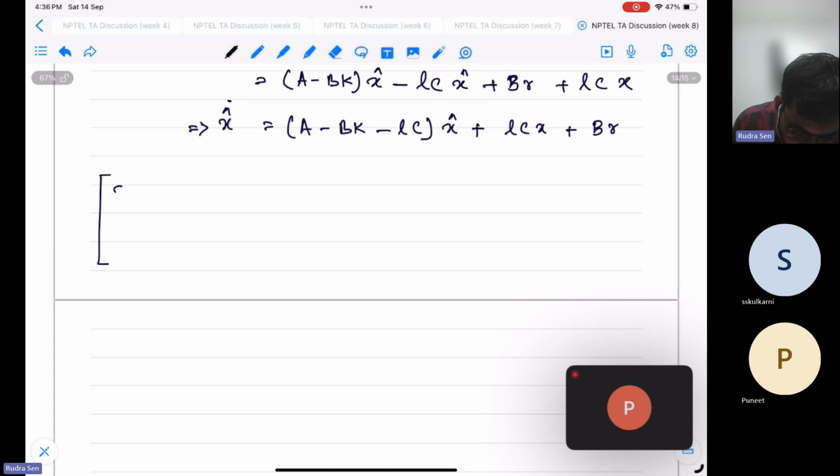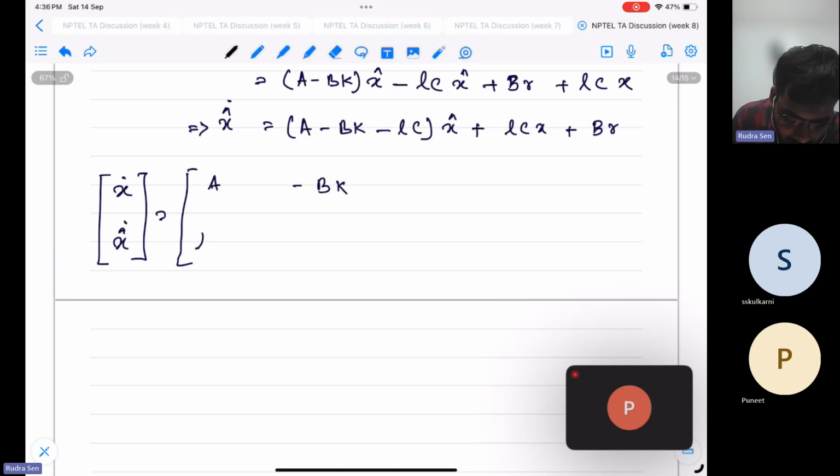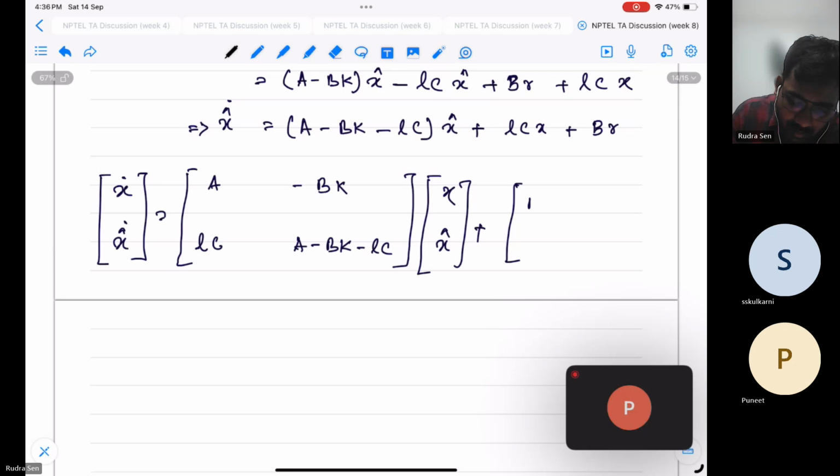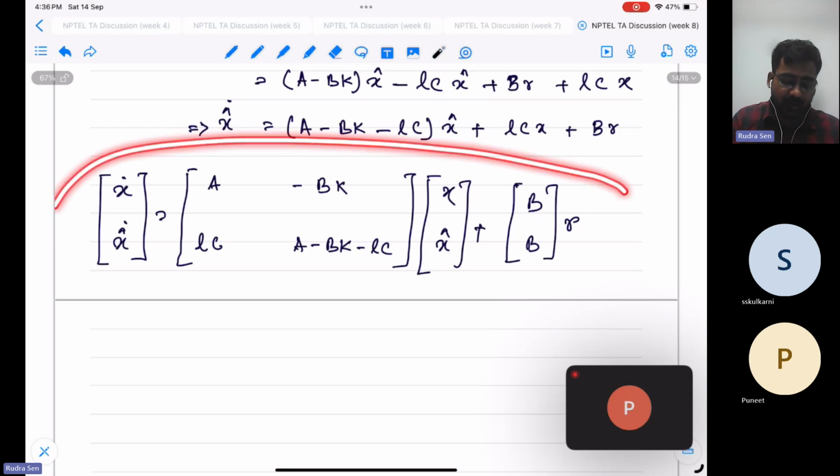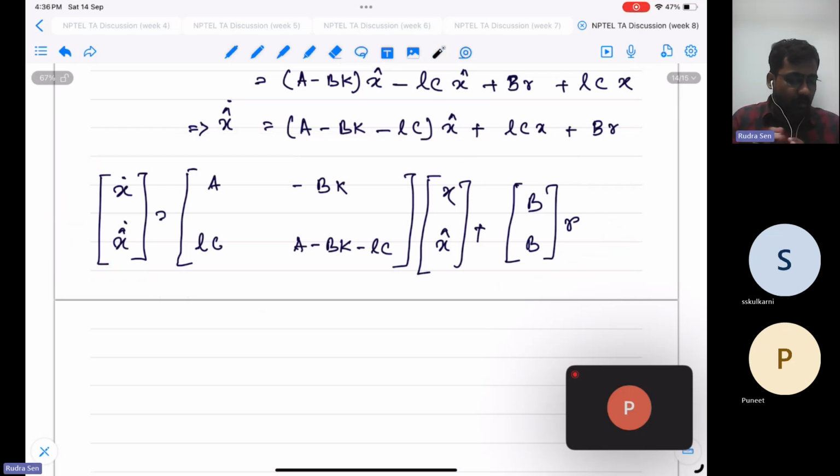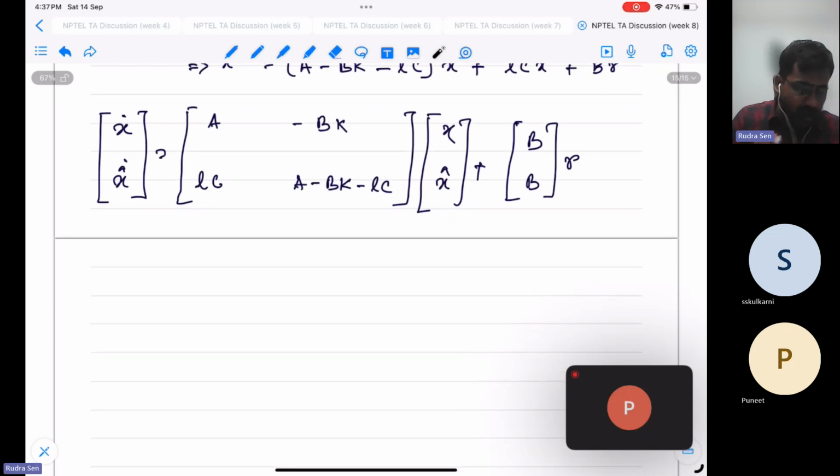If we put it in composite format, what would it look like? It would look like the matrix with A, minus BK, LC, and A minus BK minus LC, times x and x hat, plus B and B times r. This is the overall state space representation of the controller observer configuration.